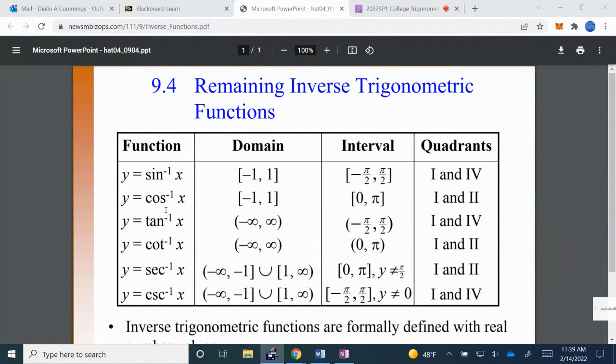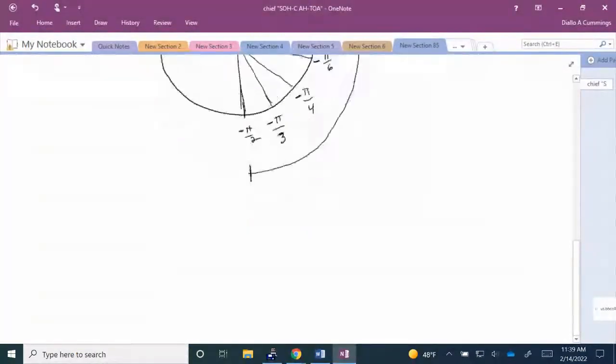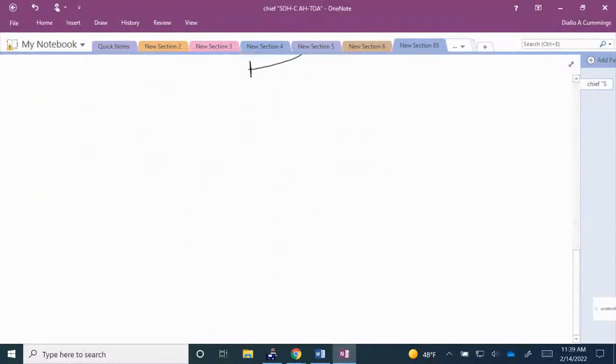So now how are these actually used to answer some problems? We're going to keep this in mind. So here is the first example. We want to evaluate the arc sine of 1/2. So here we're asked to evaluate the arc sine of 1/2.